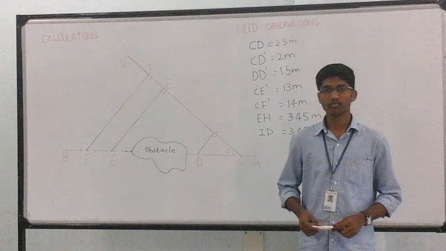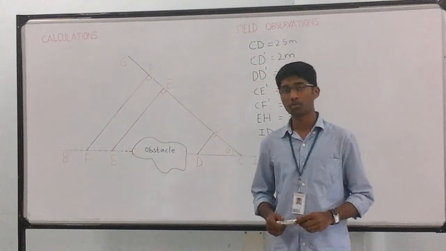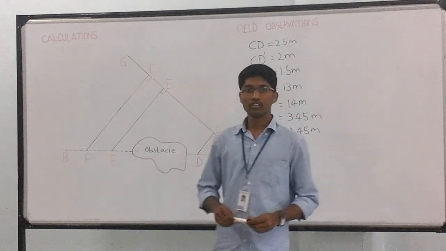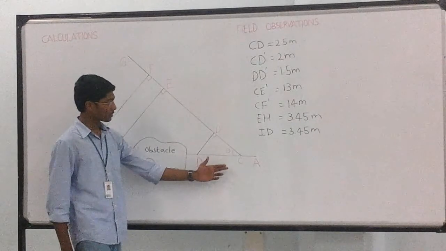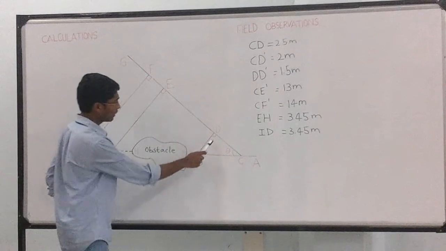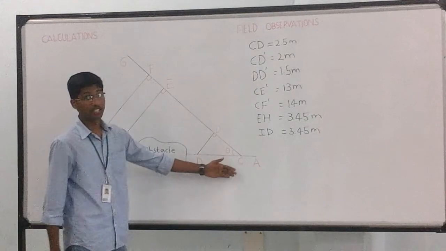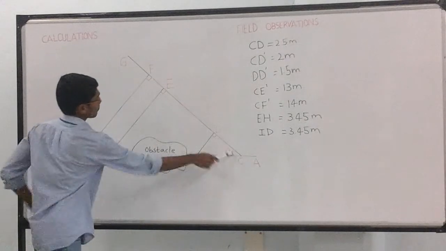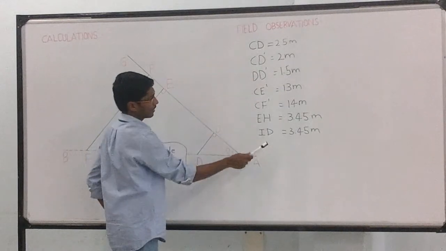As we have finished the field work, the next important task is to calculate the width of the obstacle. To calculate it, we have to note down some readings from the field. The field observations are as follows. From the triangle CDD dash, we have CD as 2.5 meters, CD dash as 2 meters, and DD dash as 1.5 meters. The distances between the main chain and the two obstacle points E dash and F dash are 13 meters and 14 meters respectively. The readings are tabulated here.